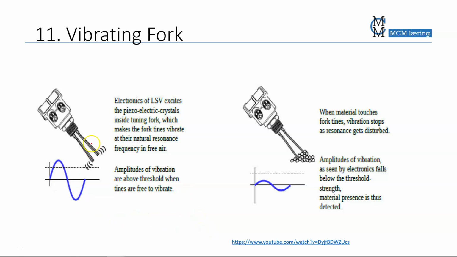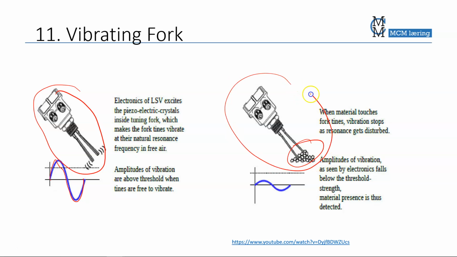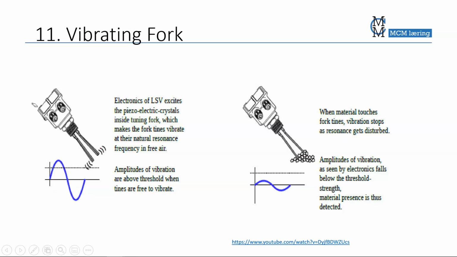Same here, if I have this vibrating fork in free air, it will vibrate with a given amplitude. When I dip it into something, it will vibrate with a lower amplitude. And I can dip it into water, I can dip it into grains, solids, pellets, whatever. And so this is useful for different applications. And it's very, very much used.